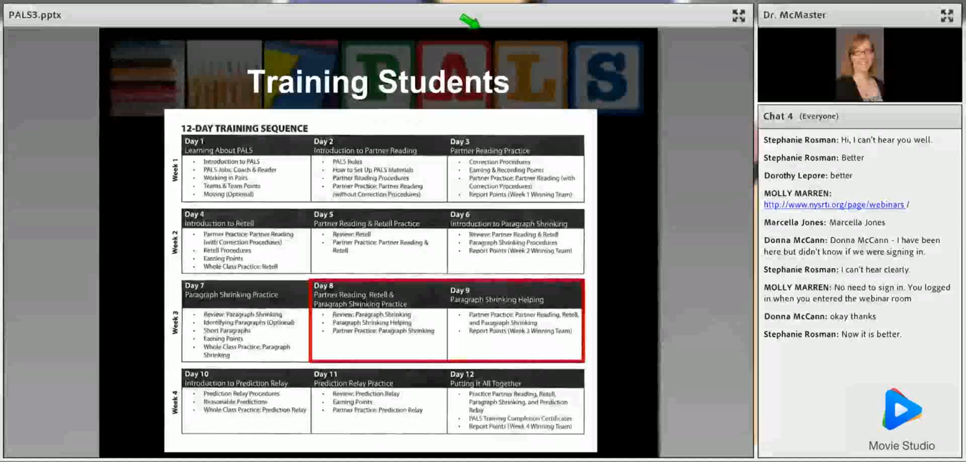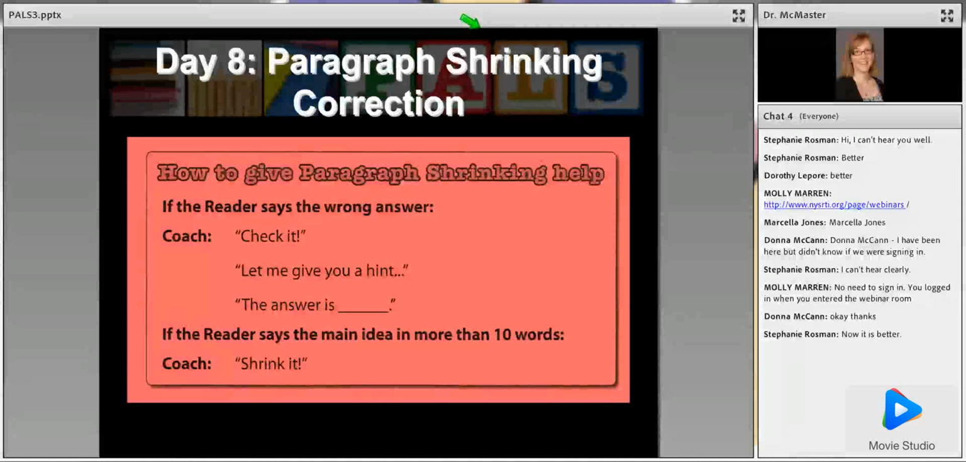Then on day 8, there would be another review of the paragraph shrinking procedures and some discussion of how to help your partner when they make a mistake during paragraph shrinking. And then they just get a lot of time to practice the paragraph shrinking procedures with their partner. So the correction card also says what to do when the reader makes a mistake with a word, and at the bottom of that card is how to give paragraph shrinking help.